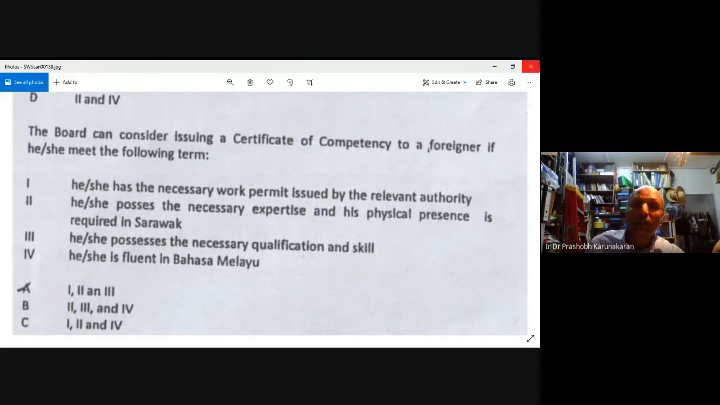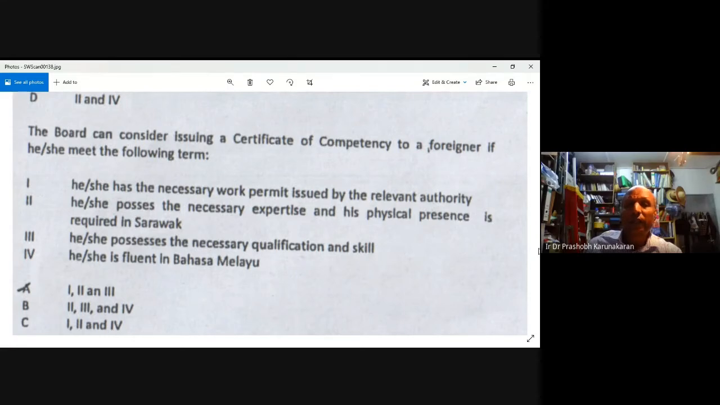So the board may consider competency for a foreigner if he has a necessary work permit and possesses the necessary expertise. Okay, remember you don't need SPM and Form 3 to take your YMAN. You fail Form 3 also can, as long as you can speak and write in BM or English.